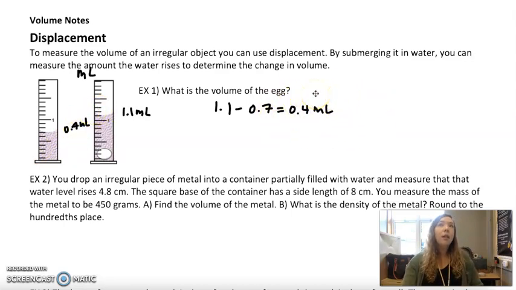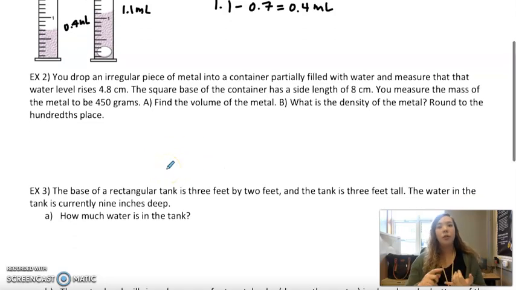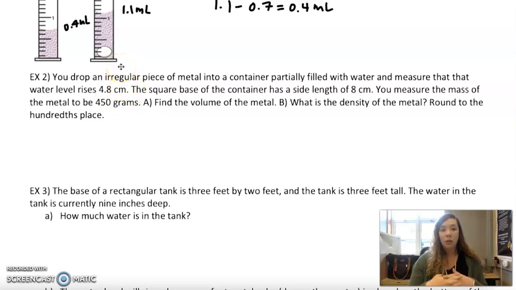Now, they're not always in volume units, so you'd be looking for milliliters, cubic centimeters, cubic inches, but sometimes they're just in normal dimensions and we have to do a little bit more work. So you'll see that in example 2 here. It says you drop a regular piece of metal into a container partially filled with water and measure that the water level rises 4.8 centimeters. Now the key here is that this isn't cubic centimeters, it's just centimeters. It's just the height.